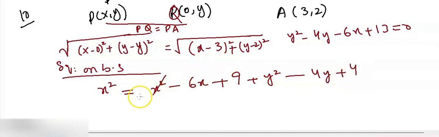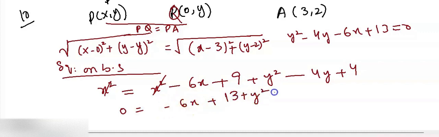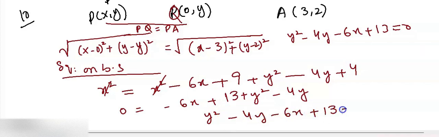So what we get, x squared cancels, and then you get 0 equals minus 6x plus 13 plus y squared minus 4y. Or we can rearrange it and write y squared minus 4y minus 6x plus 13 equals 0. That was it from my side.